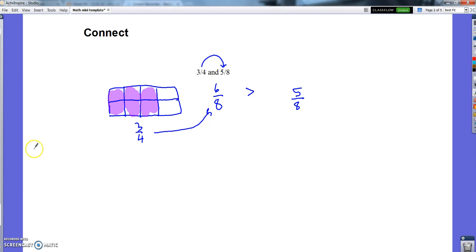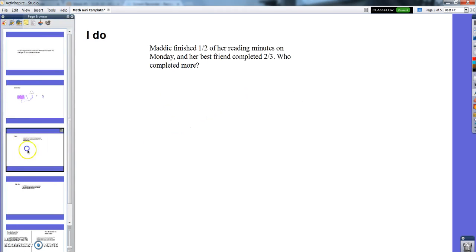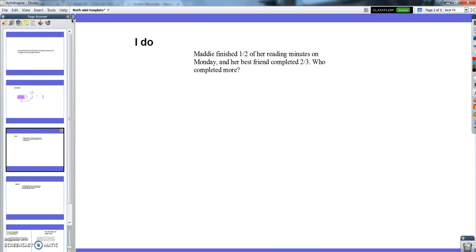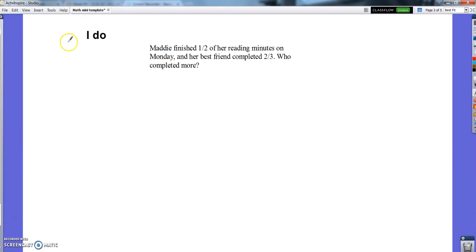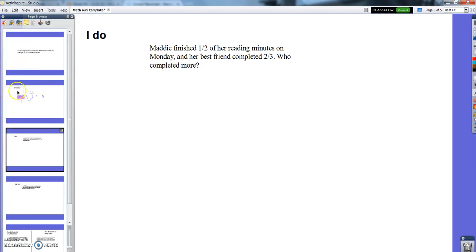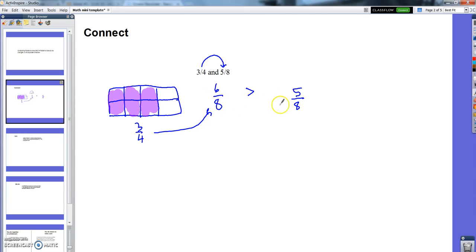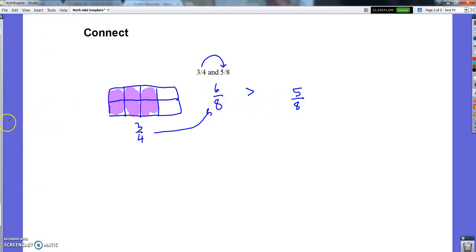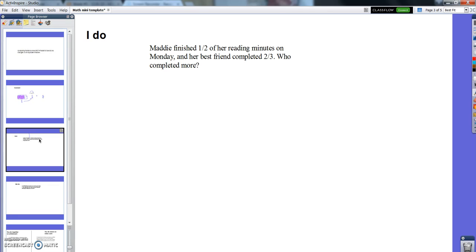So today we're going to run into a little bit of a problem with that strategy, and let me show you how it works. So let's do this one. It says, Maddie finished a half of her reading minutes on Monday, and her best friend completed 2/3. Who completed more? Now, you may be able to tell what the answer is just from the question, but I want to show you how that last strategy of partitioning one fraction so they both have the same denominator works in a situation like this.